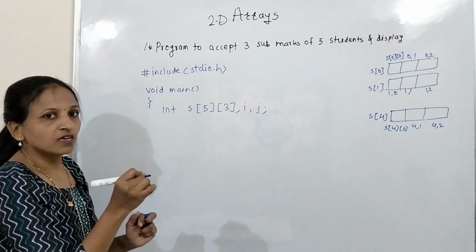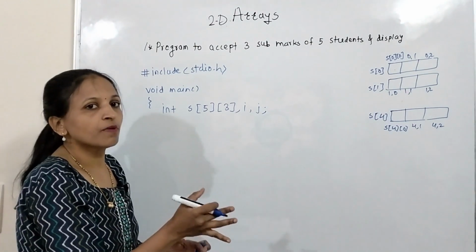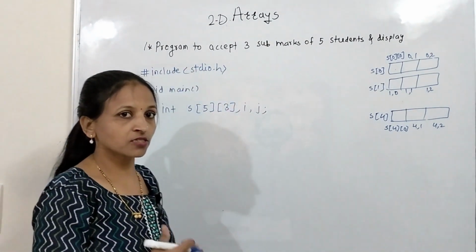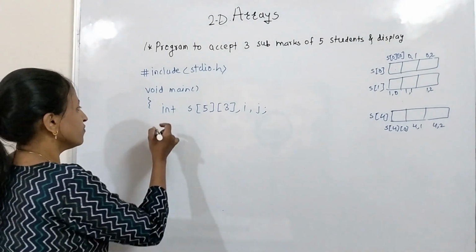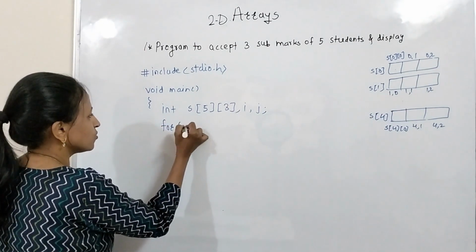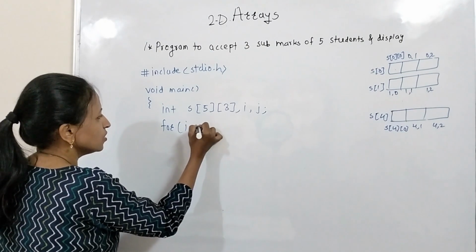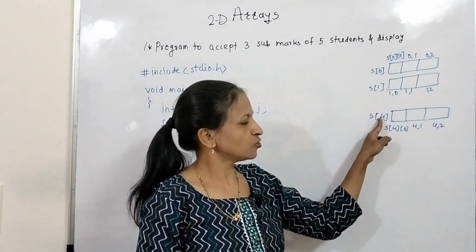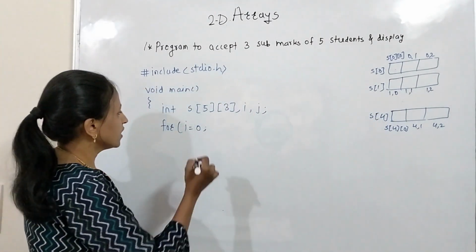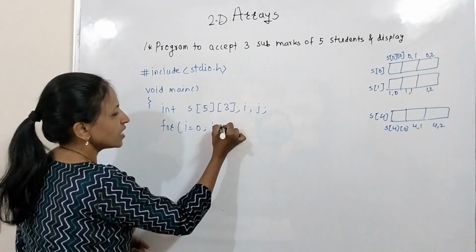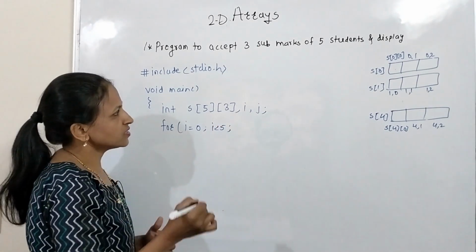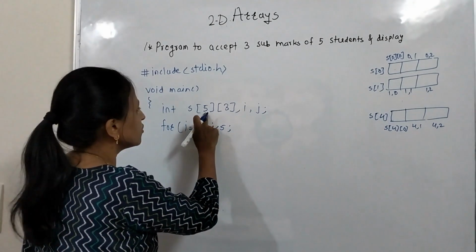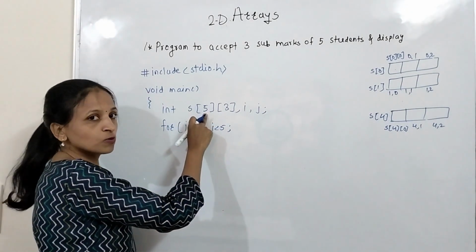Now see, we will give a message like enter the marks of the first student, then second student, then third student, in that way. And for that we will first place a loop, like for i equals 0, because this i will indicate 0, 1, 2 up to 4. Okay, like that, i equals 0, i less than 5 I am giving, or you can give i less than or equal to 4. Here 5 is nothing but the row size.